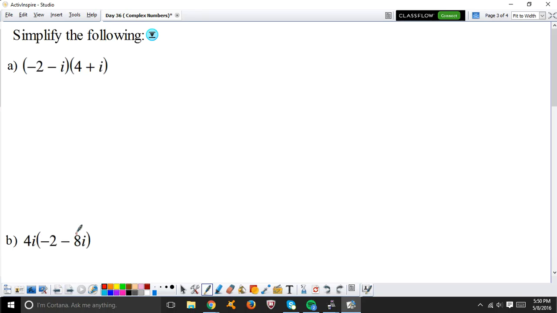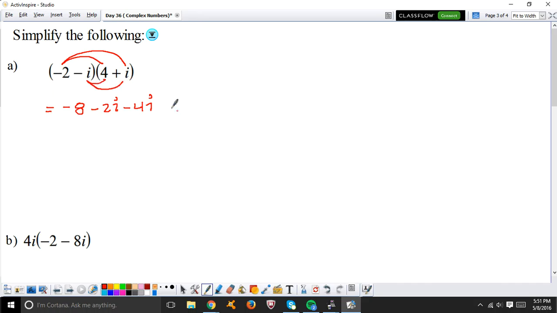Nothing fancy here. Now, what happens if you're simplifying? I mean, if you're multiplying. So, again, imaginary numbers follow the same rules as if it was regular numbers. So when you're multiplying two binomials, you distribute. So we gotta distribute. -2 times 4, that's -8. -2 times i, so that's -2i. -i times 4, that's equals to -4i. And -i times i, that's equals to -i squared.